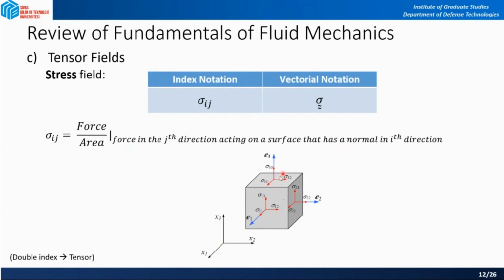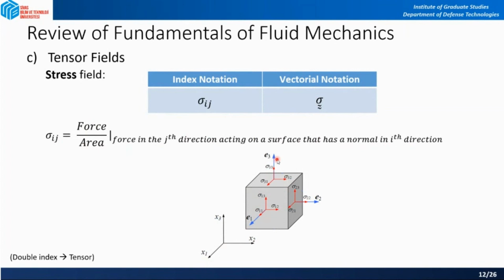That's why when we have a coordinate system like x1, x2, and x3, and this cube, it could be a fluid volume, it could be a solid, it doesn't matter. When we say, for example, sigma 1, 2 here, it means that the direction of the force is in the x2 direction because j equals 2, and the direction of the surface normal is in the 1 direction. As you can see, this face of this cube is normal to the x1 axis. This is a kind of shear stress.